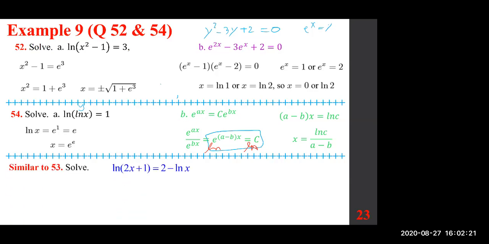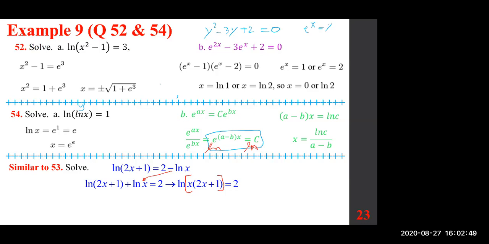ln of 2x plus 1 is 2 minus ln x. What are we solving for? We are solving for x. Let's get everything involving x to the same side. So when we move the minus ln x, we get plus ln x. When we combine them, we get ln of x times 2x plus 1 is 2.